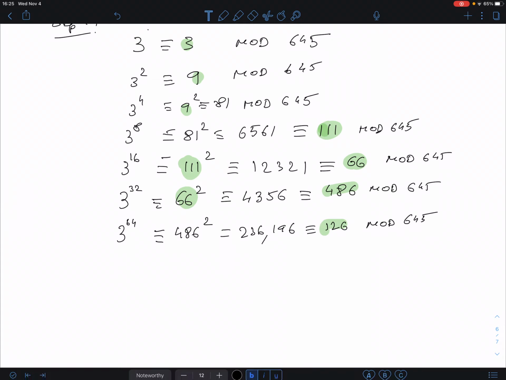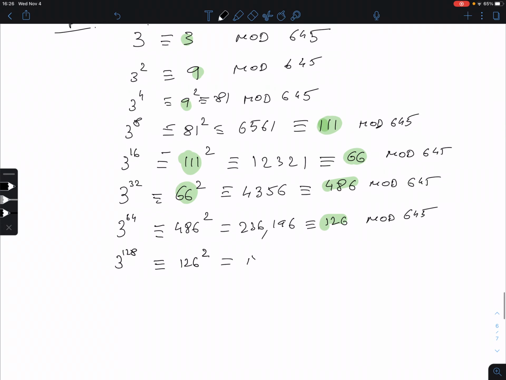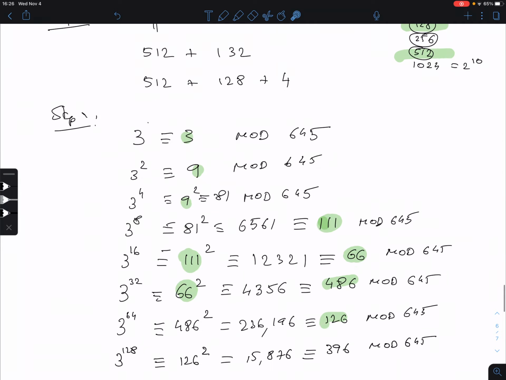We square everything. 3^64, that would be 3^128, right? Doubling. And that is the same as 126 squared. And 126 squared is 15,876, which is equivalent mod 645 to 396 mod 645. How long do I go? Well, until my power has become this high power. So I'm not there yet.